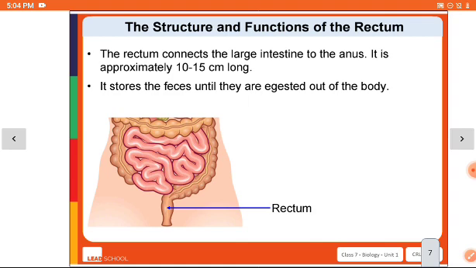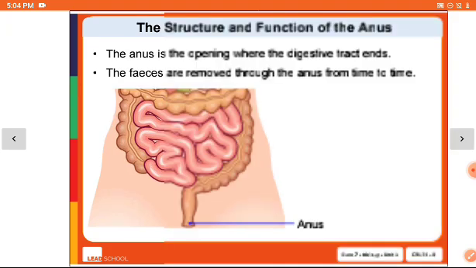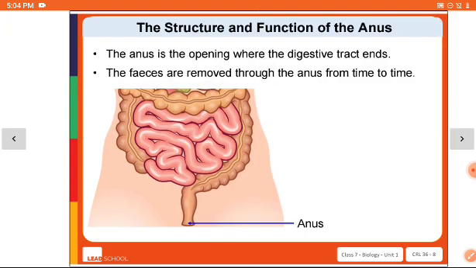Now the structure and function of the rectum. The rectum connects the large intestine to the anus. It is approximately 10 to 15 centimeters long. It stores the feces until they are egested out of the body. The anus is the opening where the digestive tract ends. The feces are removed through the anus from time to time.